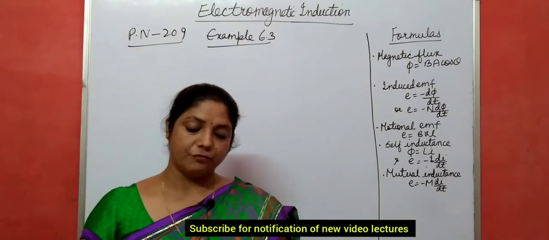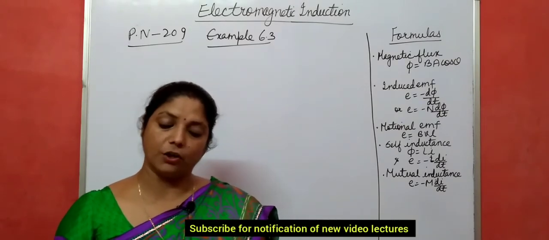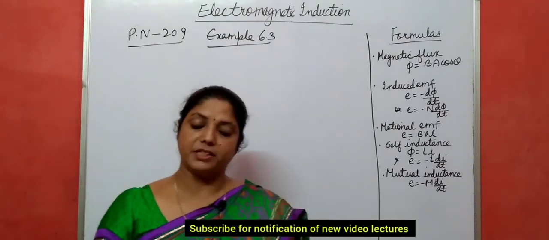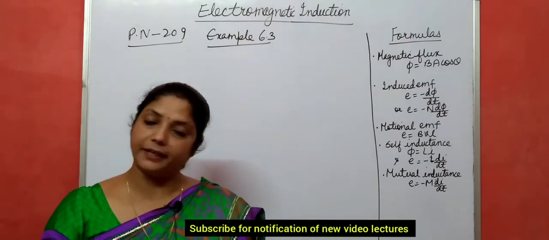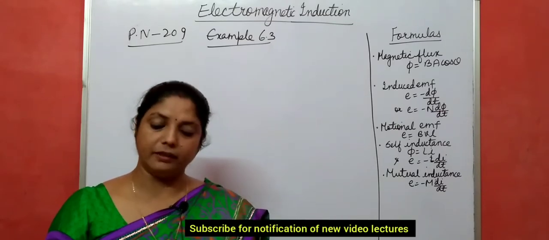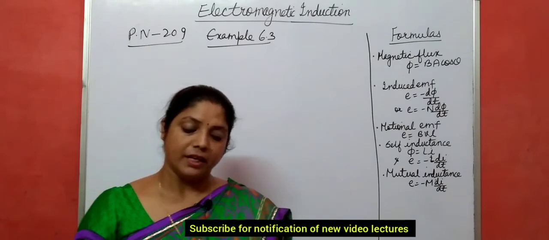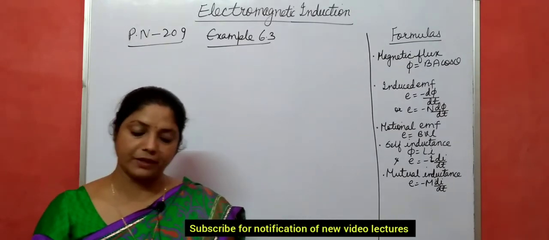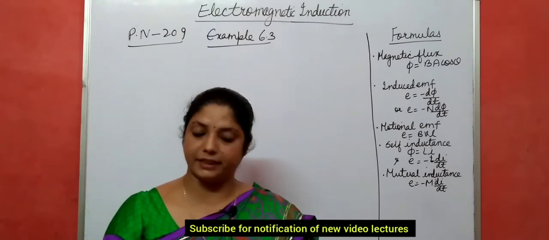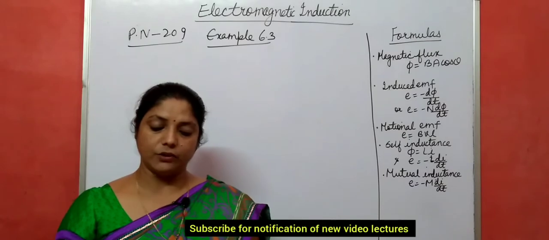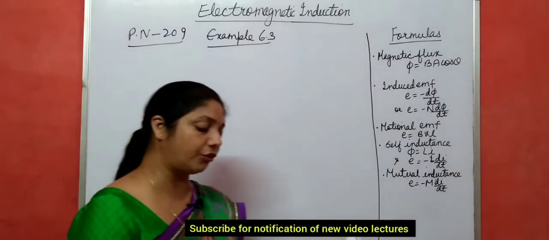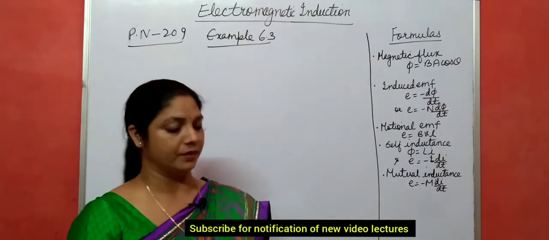is placed with its plane perpendicular to the horizontal component of Earth's magnetic field. It is rotated about its vertical diameter through 180 degrees in 0.25 second. The coil is rotated through 180 degree angle. Estimate the magnitudes of the EMF and current induced in the coil. You have to find induced EMF and current in the coil, and also it is given that the horizontal component of Earth's magnetic field at that place is 3 into 10 to the power minus 5 Tesla.